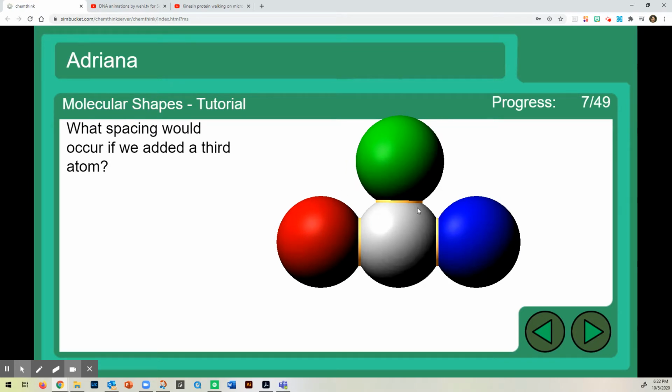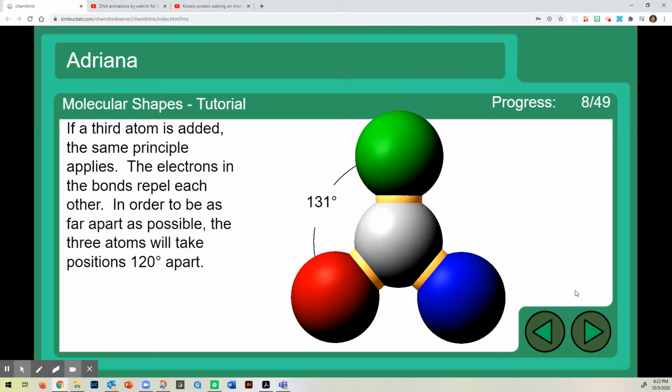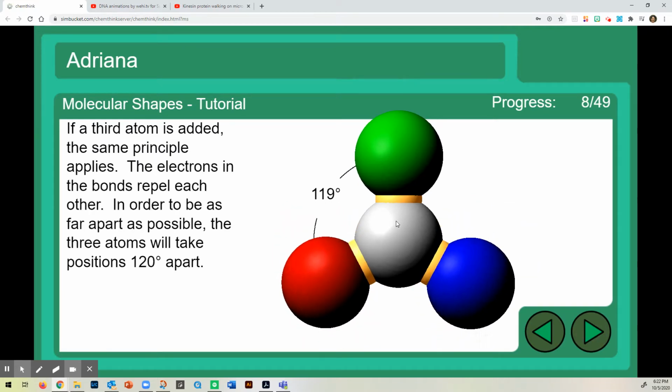What do you think? I want you to imagine for a second. What kind of spacing do you think is going to happen when we add a third atom? When I press play, these electron areas are going to repel each other. What kind of shape do you think might happen? They form this triangle shape with 120 degrees between each atom.